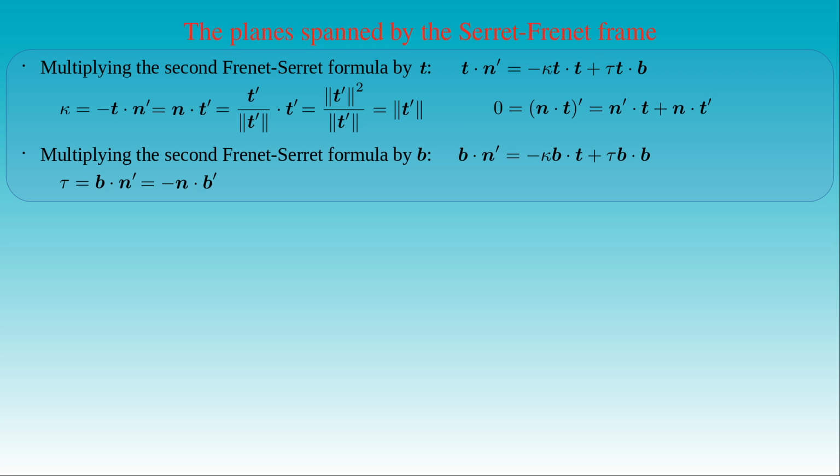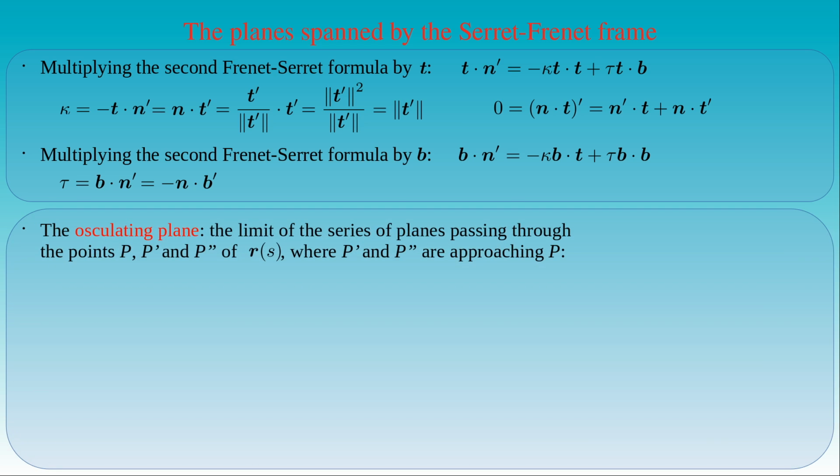Now we can introduce the concept of the osculating plane at a point P on a curve, as the limit of a series of planes passing through the point P, P', and P'' on the curve, where P' and P'' are approaching P. Thus we have a curve r(s) with an arbitrary point P, and the points P' and P'' in the vicinity of P. These 3 points define a plane passing through these points, and this definition is unique, provided the curve is not a straight line.